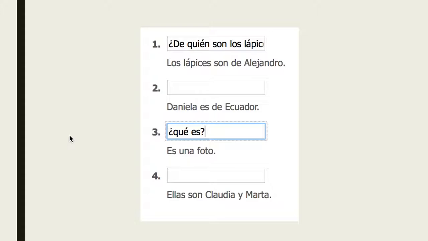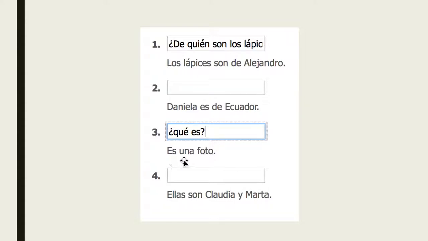In this section, I filled in half of them, or most of them here. It's a little complex, but see if you can figure it out. All you have to do is look at the answer to a question, and then figure out which question word corresponds to that. So for example, los lápices son de Alejandro. The pencils belong to Alejandro. The question that we would be looking for is, to whom do the pencils belong? So, ¿de quién son los lápices?